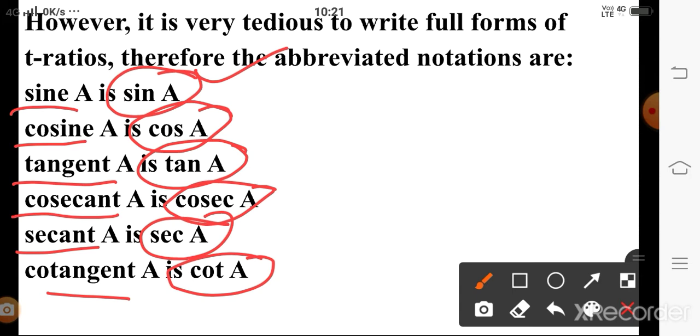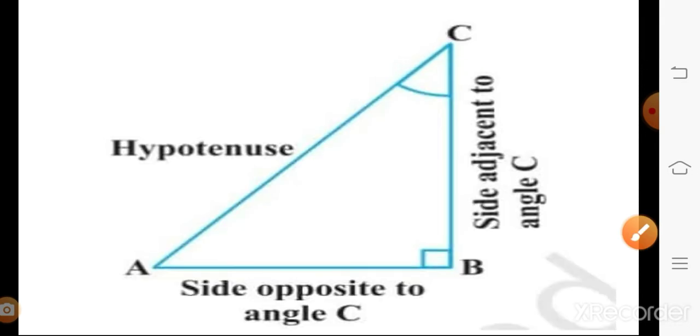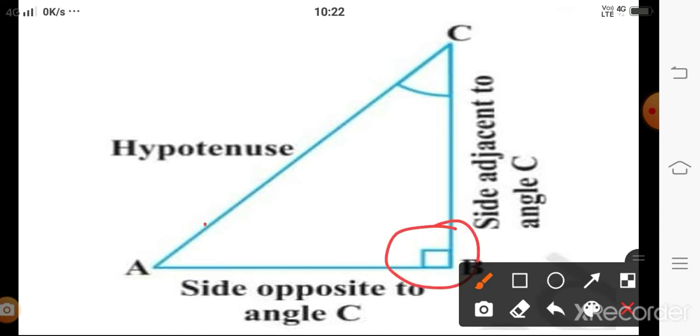We are using abbreviations when we are solving the questions in this chapter. Then you have to learn these concepts: sine, cos, tan, cosec, sec, cot. These are the 6 trigonometric ratios we have, and the relationship between these, which we are reading ahead in the presentation.